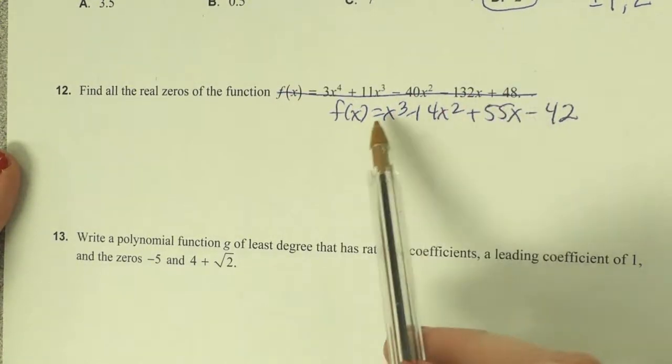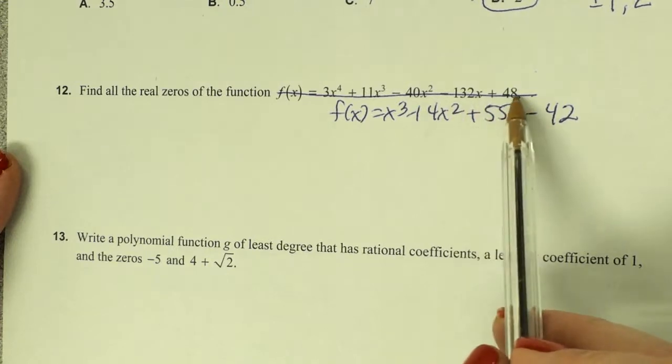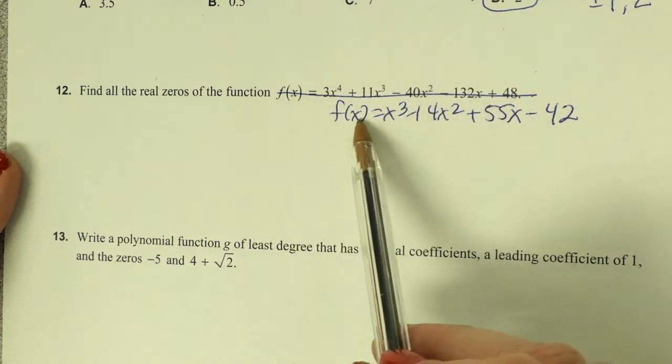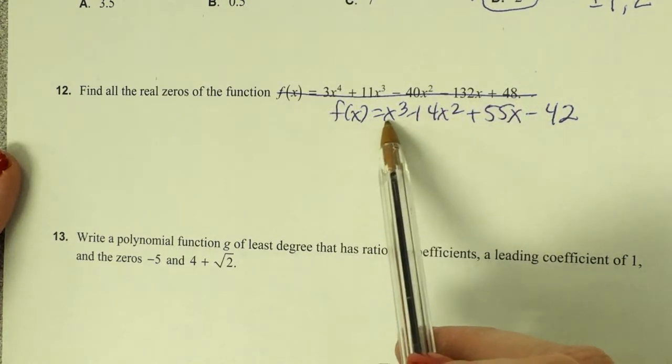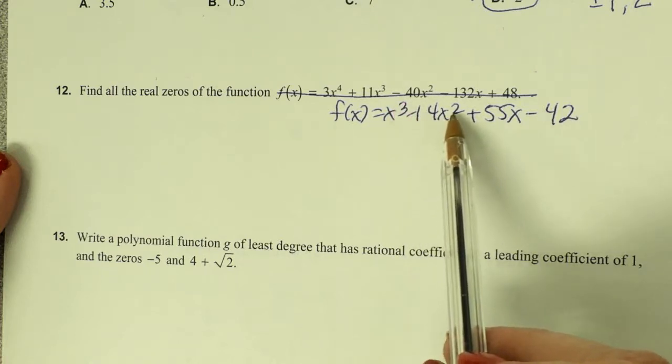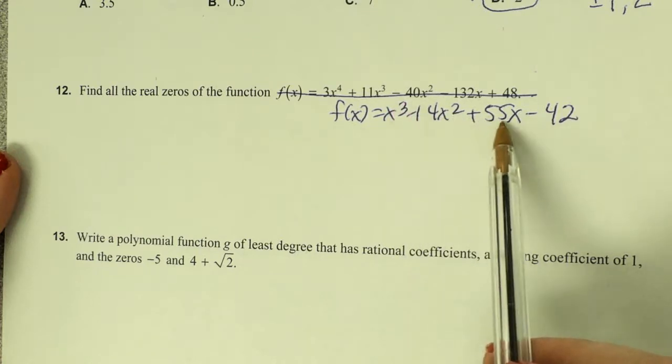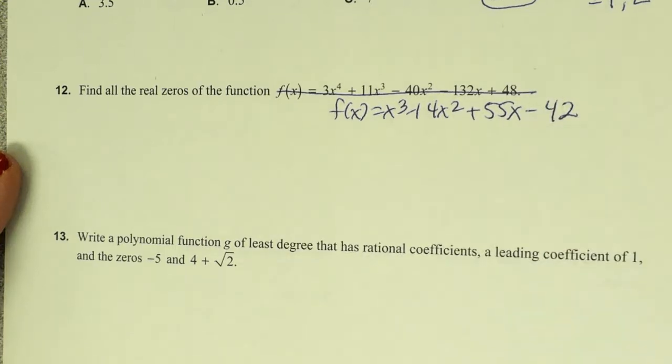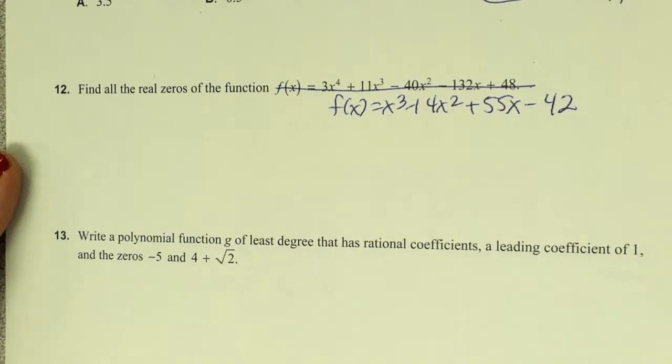I want you to change this problem. The one we have is a little too intense, so we want to do this one. f of x equals x cubed minus 14x squared plus 55x minus 42. Okay, so again, we're trying to find these real zeros.